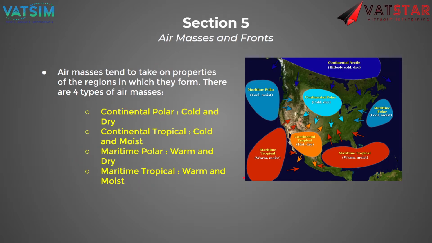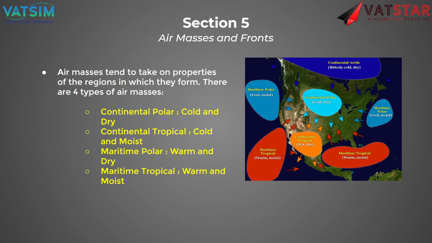So, we're going to move on to air masses now. There are four main types of air masses, and air masses tend to take on the properties of the regions in which they form. If you're in a very tropical region, like Cancun, Mexico, which is on the water, on the continent, the air masses typically form south of Cancun.